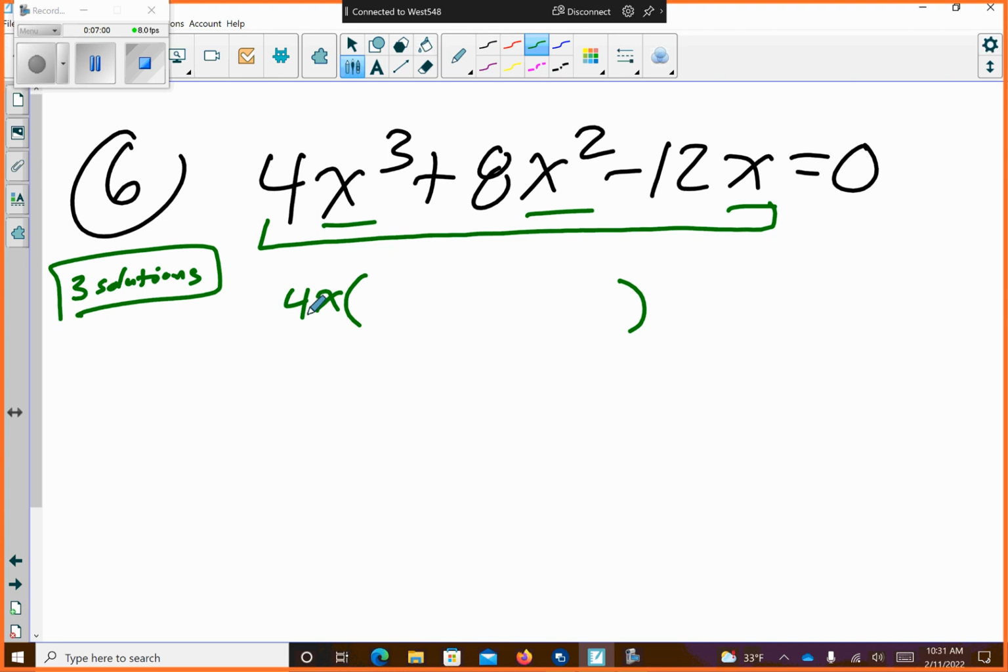If I take 4x out of 4x to the third, I'm left with x squared, x times x. If I factor a 4x out of 8x squared, I'm left with a 2x. If I factor a 4x out of negative 12x, I'm left with a negative 3. So do we feel comfortable with what we have so far?